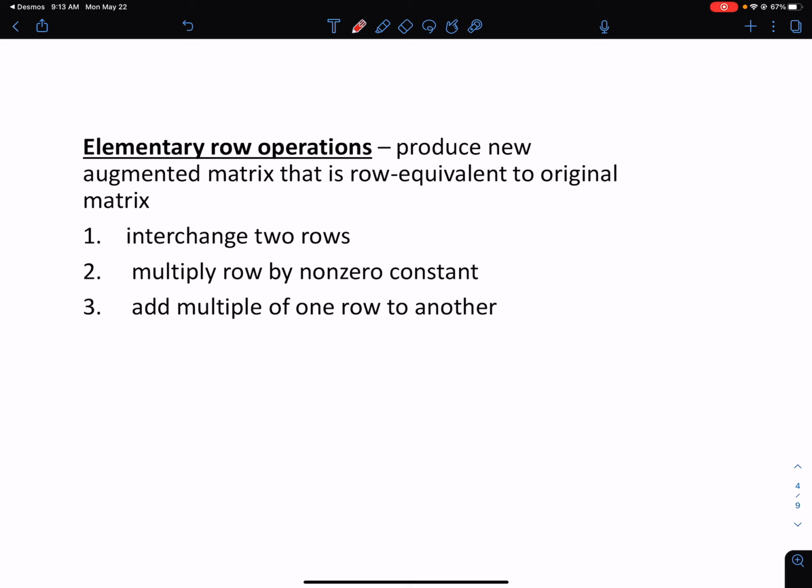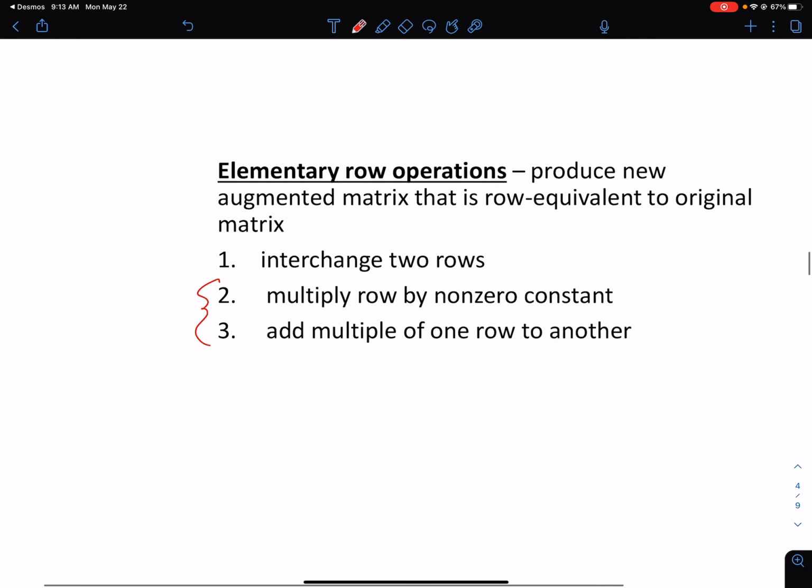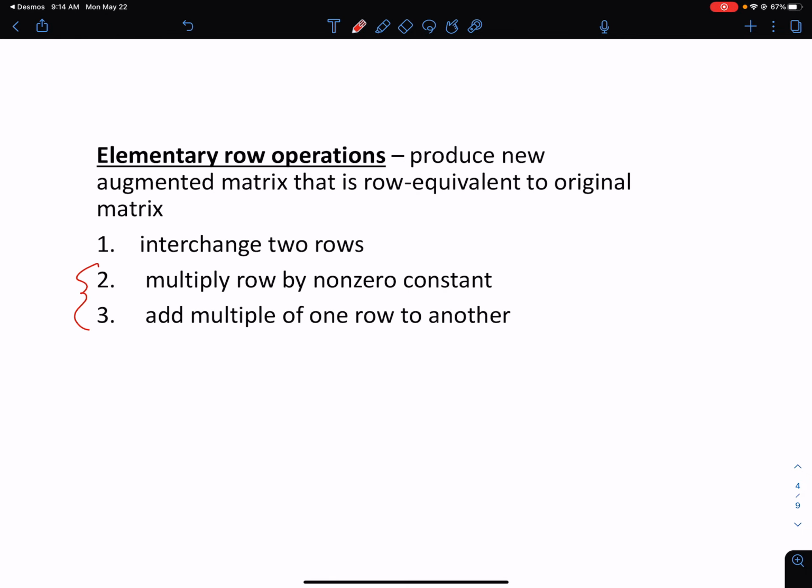So steps 2 and 3 would be what I just described. If I multiplied a row by -2 and then added it to another row to form a new row, that's like what happens when you solve a system of equations, all right?